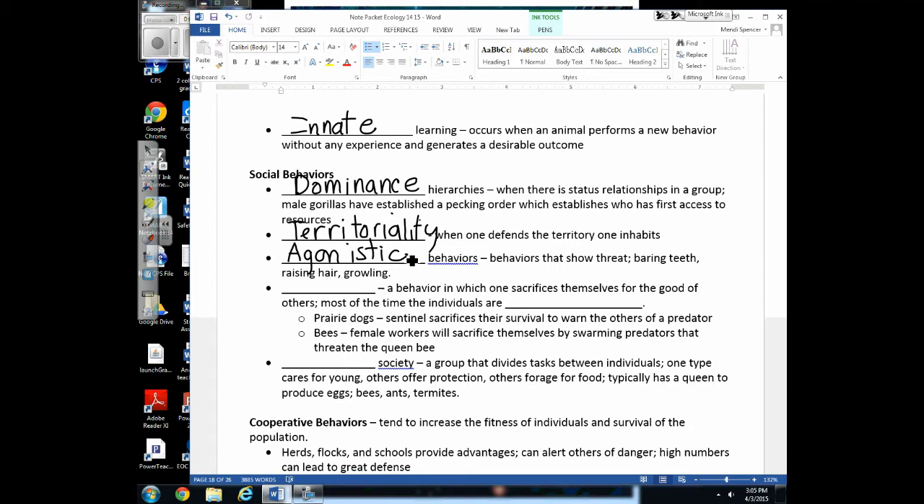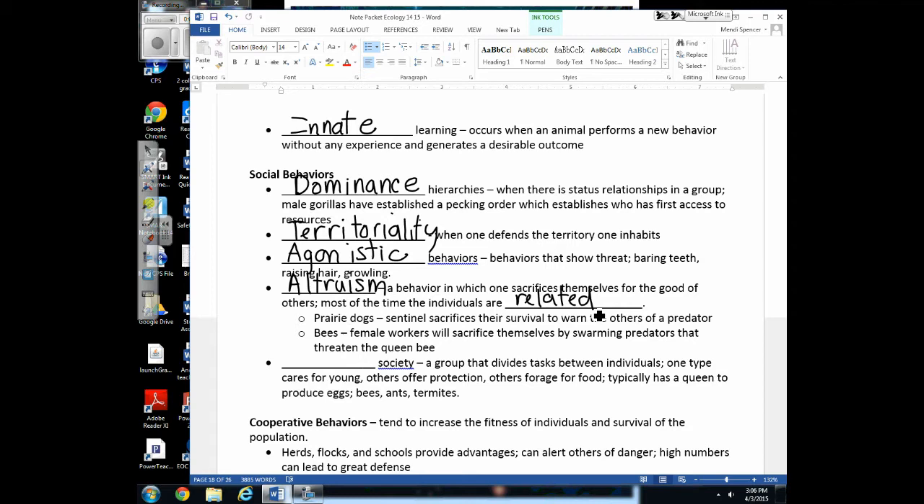Altruism occurs in social groups, and that is where the fitness of one is actually sacrificed, and it's for the good of the others. Now, in this situation, whenever altruism is occurring, it's usually due to individuals that are related. This does not happen often in situations where organisms are not related. You don't see organisms with altruistic behaviors in those cases.